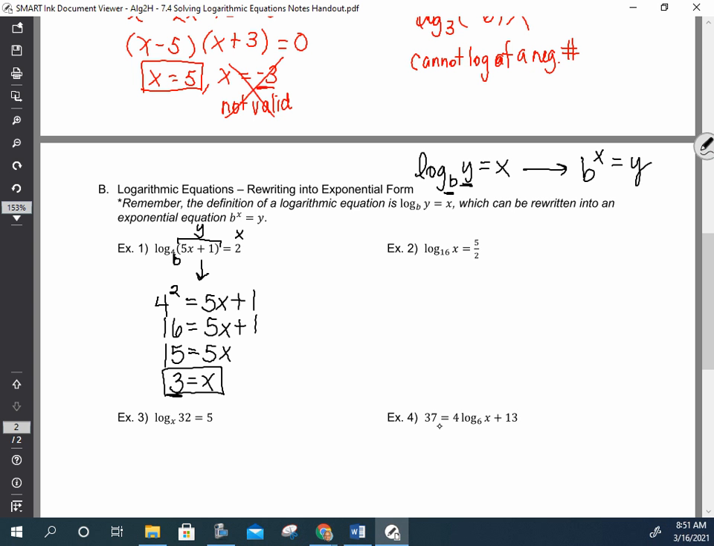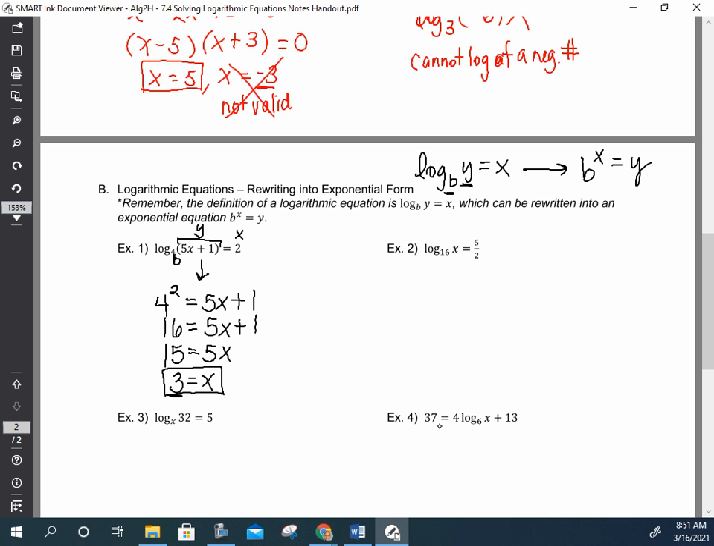Any questions with example number 1? Try my best to keep it as simple as possible. We still got time. We all good? Yeah. All right.